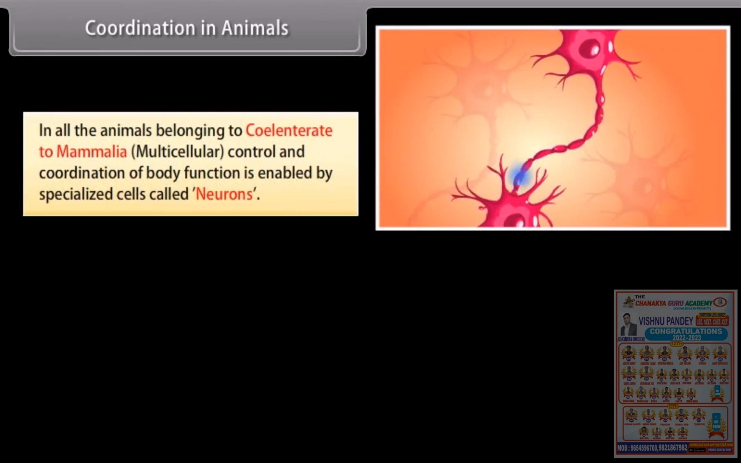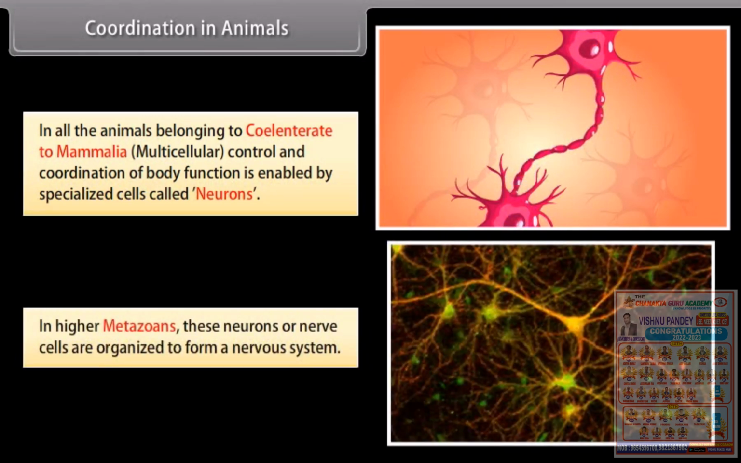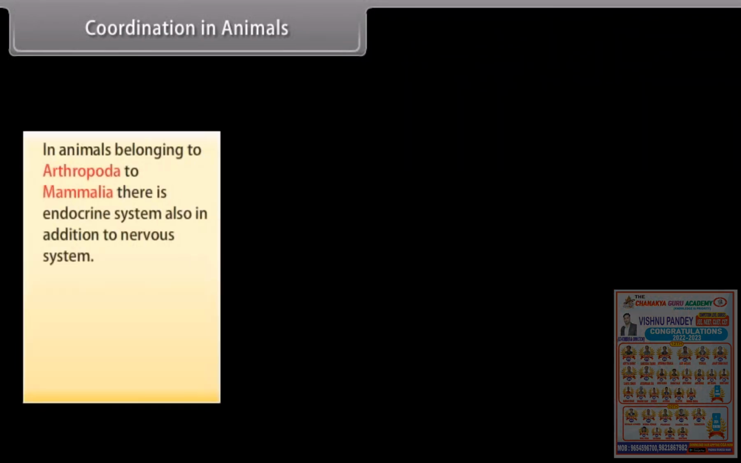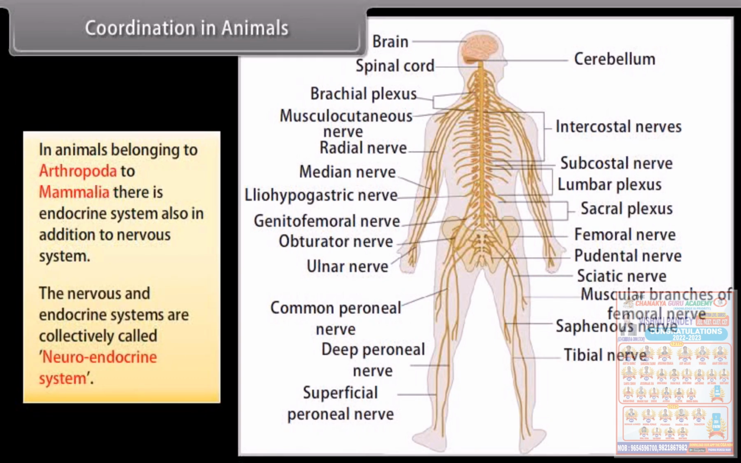Coordination in animals. In all the animals belonging to coelenterate to mammalia, multicellular control and coordination of body function is enabled by specialized cells called neurons. In higher metazoans, these neurons or nerve cells are organized to form a nervous system. In animals belonging to Arthropoda to mammalia, there is endocrine system also in addition to nervous system. The nervous and endocrine systems are collectively called neuroendocrine system.